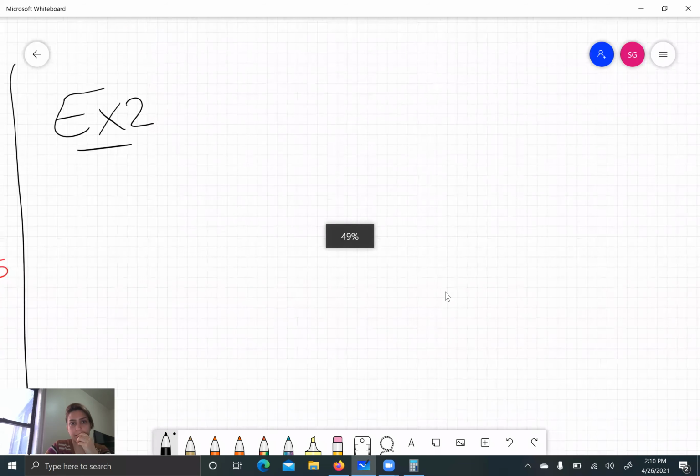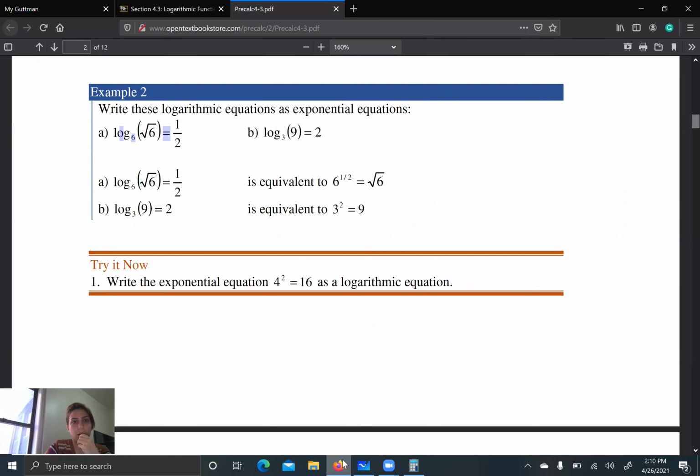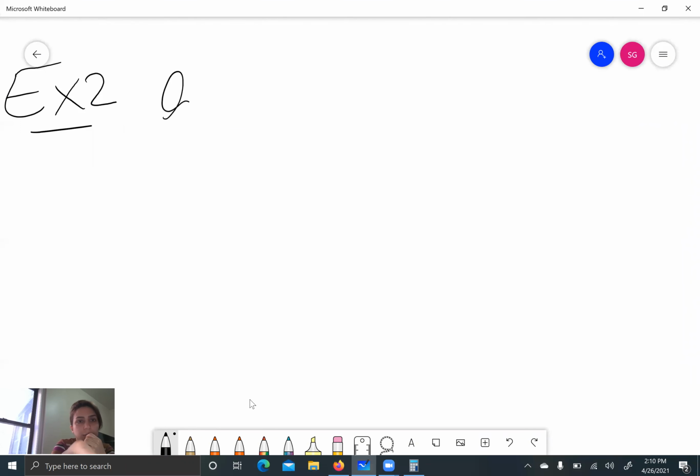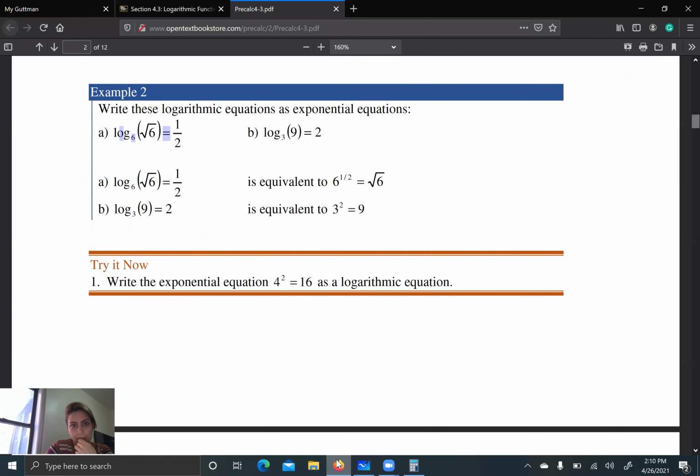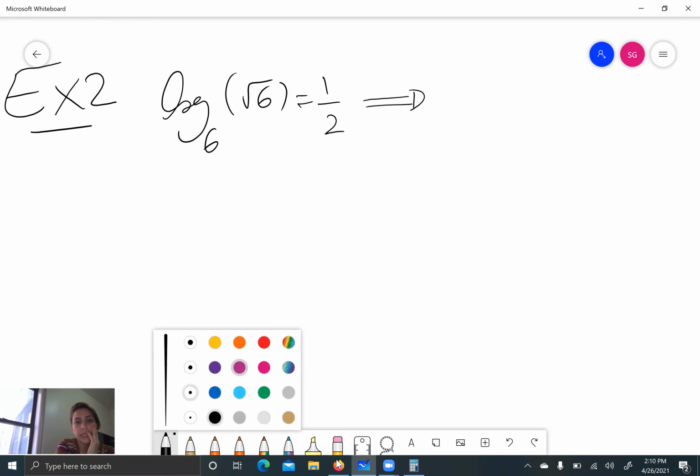Okay. So the question is, the first one is log of square root of 6 to the base of 6, right? The base is 6, and the value is half. So the question is, rewrite this in terms of exponential function. I'm going to be quick here.